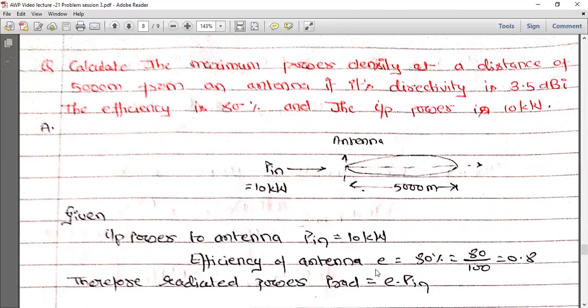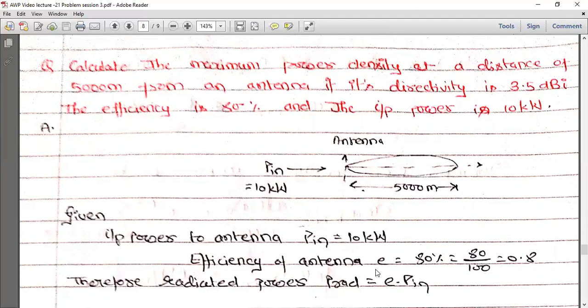There are one or two things to understand here. As we did in our last numerical, we are given input power, which is 10 kilowatt, and the efficiency as 80%. Since the efficiency is 80% and input power is 10 kilowatt, how much power will be radiated by the antenna? Obviously, it is 80% of 10 kilowatt, which is 8 kilowatt. So you radiate 8 kilowatt of power. So the first thing we will find is total power radiated. Once we have total power radiated, we will think about directivity.